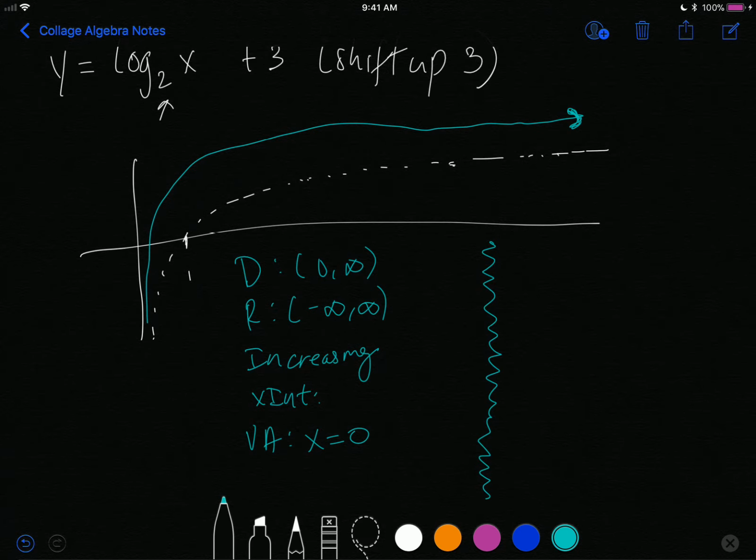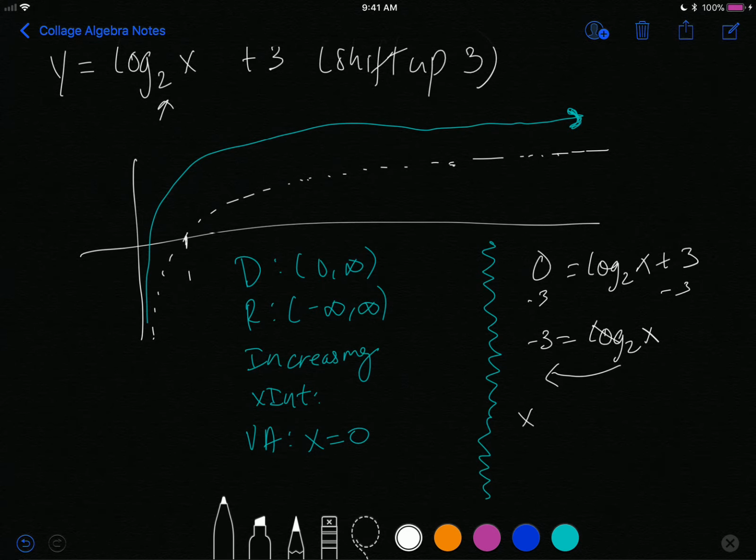We know when we're looking at the x-intercept, we said y equals 0, right? Remember this back in the day? And so I make y equals 0, which is equal to log base 2 of x plus 3. I subtract 3 on both sides. And so I have negative 3 is equal to log base 2 of x. And does anybody know what to do right here? Yeah, that's right. You want to convert this to exponential form. Drop the log, take the base to the other side. X is equal to 2 raised to the negative 3, which is 1 over 2 to the third power.